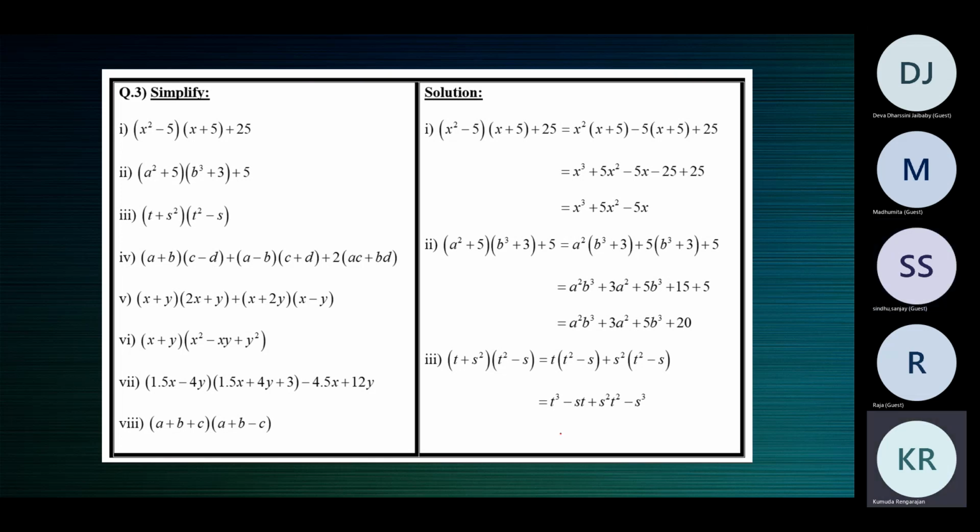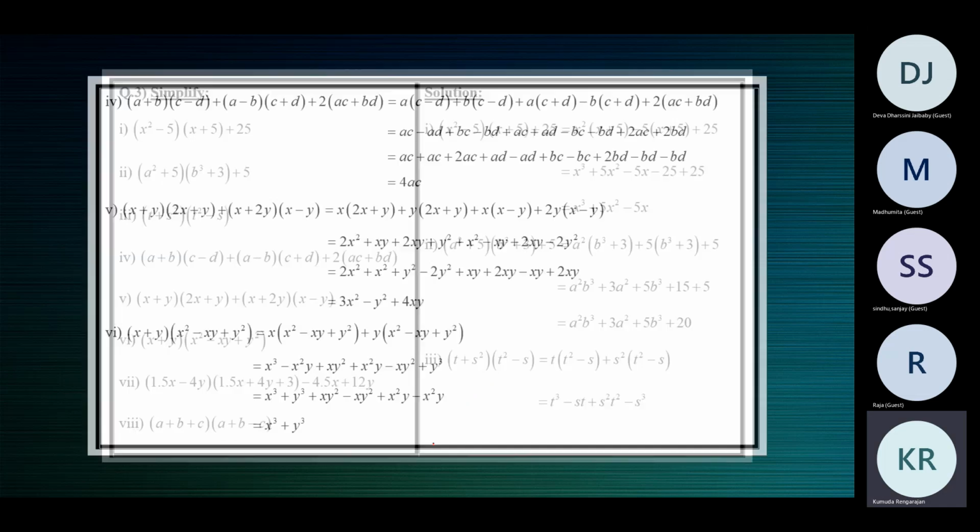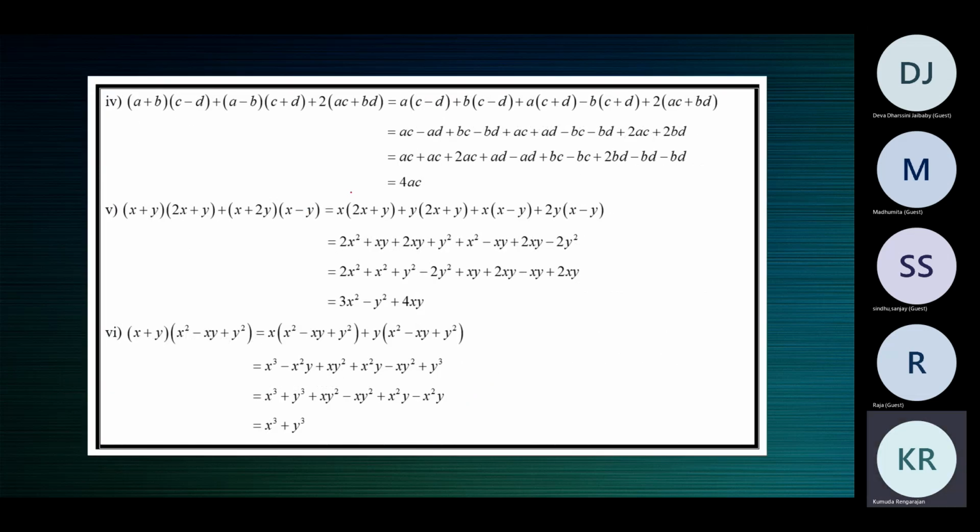Others also, please go through the third one. Any doubt, ask me. The fourth one is also important. I think we did this in the class. Yeah, we'll do this one. We'll do the sixth one, children.